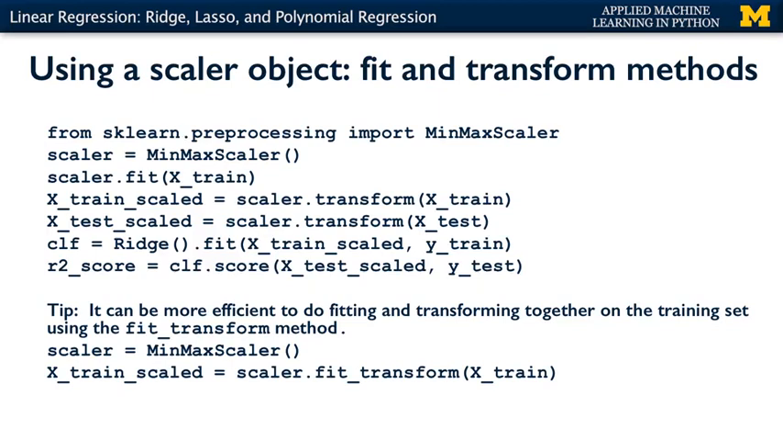Note that it can be more efficient to perform fitting and transforming in a single step on the training set by using the scaler's fit_transform method as shown here. There's one last but very important point here about how to apply min-max scaling or any kind of feature normalization in a learning scenario with training and test sets. You may have noticed two things here. First, that we're applying the same scaler object to both the training and the test data. And second, that we're training the scaler object on the training data and not on the test data. These are both critical aspects to feature normalization.